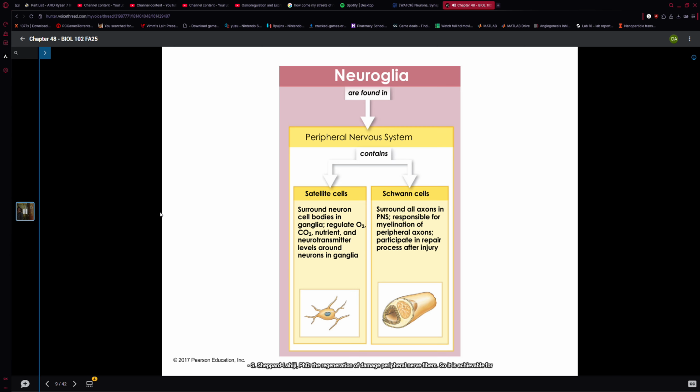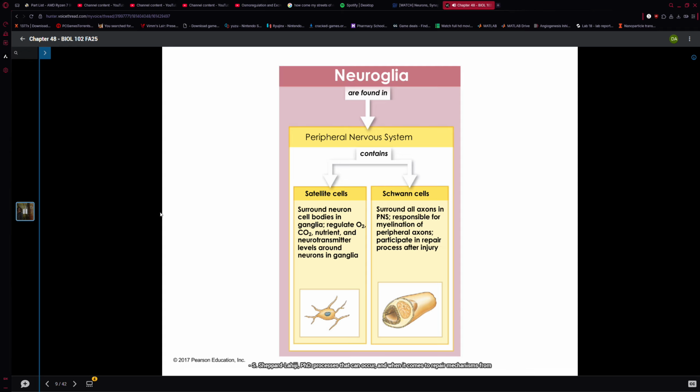So it is achievable for there to be repair post-injury within the peripheral nervous system as compared to the central nervous system. And that's the difference with respect to that scar tissue that we see generated in sites of injury within the central nervous system. But for the peripheral, there is actual repair processes that can occur.